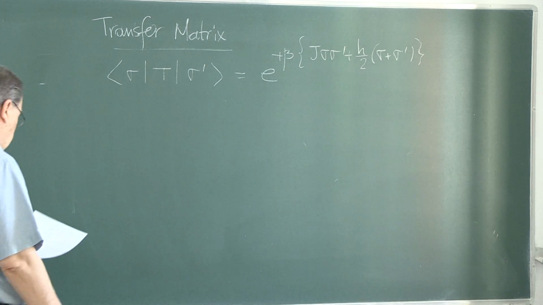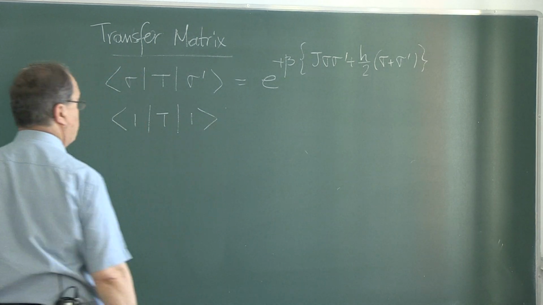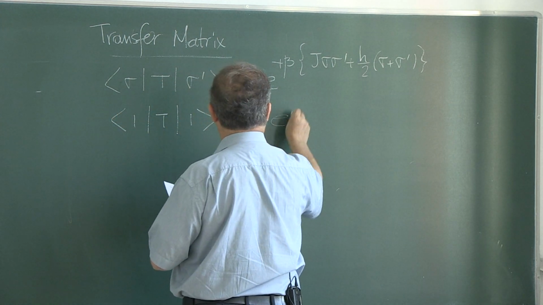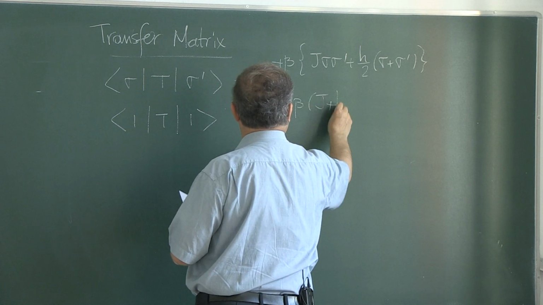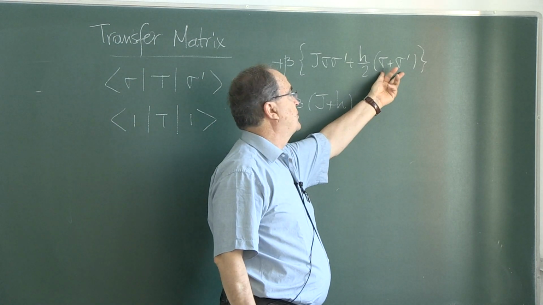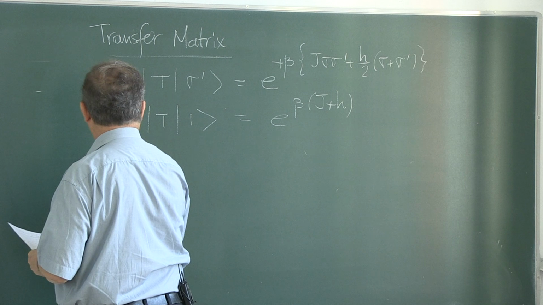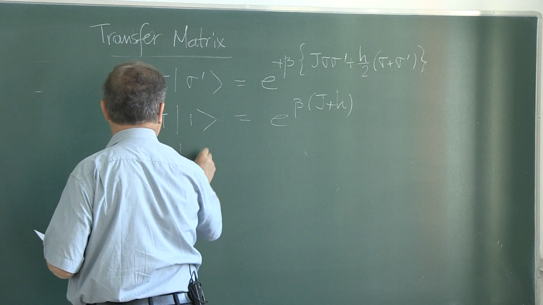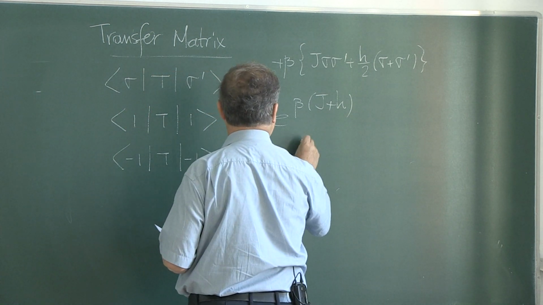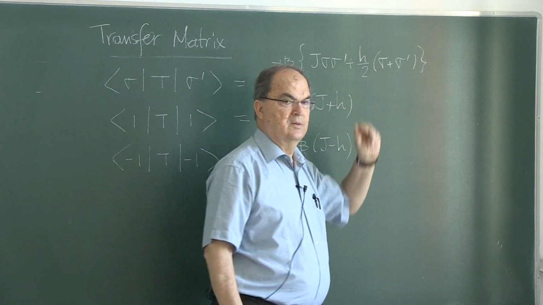So explicitly, if you want to write the matrix elements up spin, that becomes e to the beta (J plus H). If you put 1 for each, you have J, you have 2 divided by 2 is 1, so that's the result. If you have -1 and -1, down spins, the matrix element becomes e to the beta (J minus H), because that is -2 in that case. Very simple.